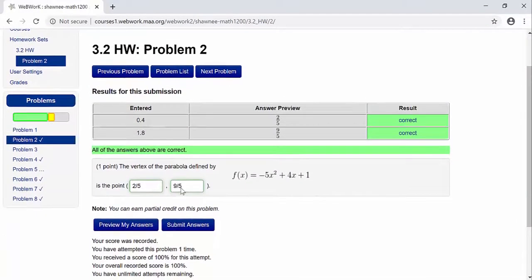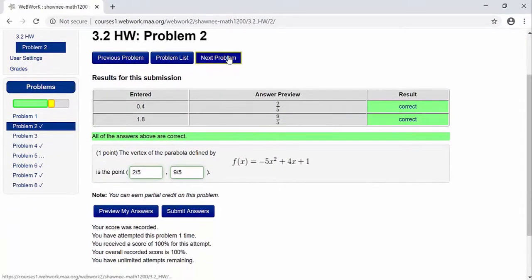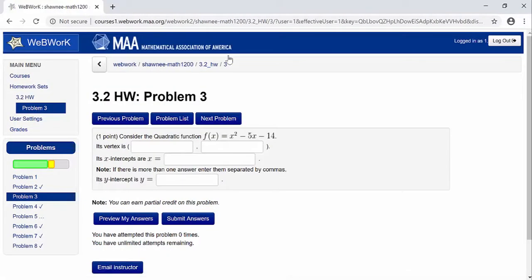Let's go on to problem 3. In problem 3, we also have to find the vertex, but then we're going to find the intercepts, the x-intercepts and the y-intercepts. We can start by finding the y-intercept very quickly. This is still the constant term of the expression. So the y-intercept is at y equals negative 14.